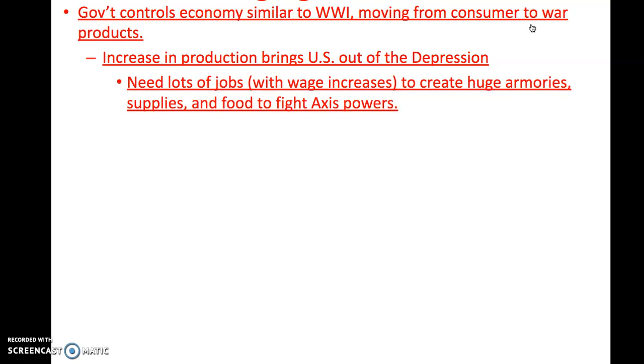So obviously we need a lot of jobs, with those wage increases, to create huge armories, supplies, and food to fight the Axis powers. Very similar again, as we said, to World War I.